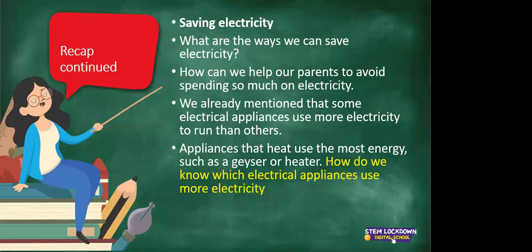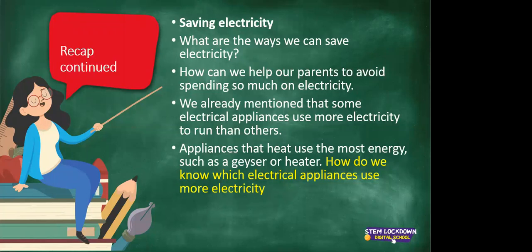A lot of you are also saying to turn off the plugs that you're not using, and of course switch off the lights if it's not needed. If you're not using something, it needs to be switched off, and that's going to make a big difference. Now, appliances that heat use the most energy. Anything that heats up uses the most energy, which makes sense. The kettle, a geyser, or a heater.